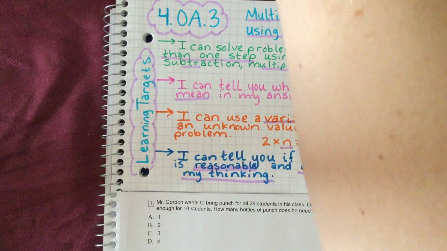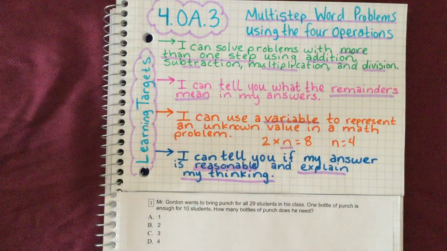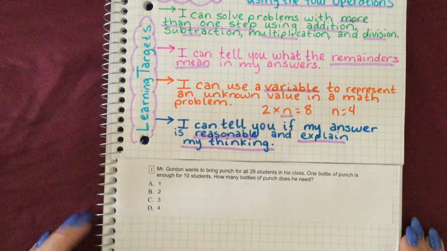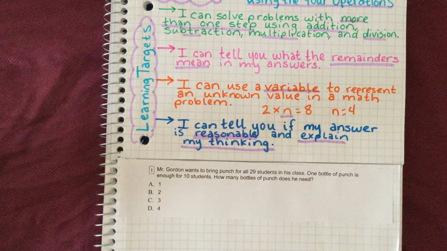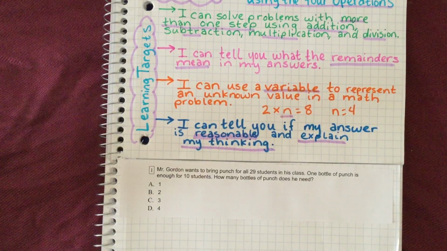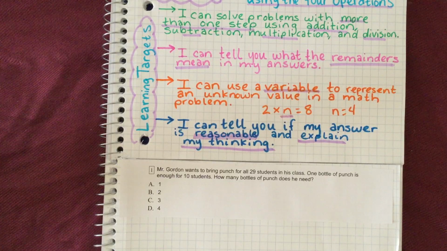So we're going to start with number 1. It says, Mr. Gordon wants to bring punch for all 29 students in his class. 1 bottle of punch is enough for 10 students. How many bottles of punch does he need?